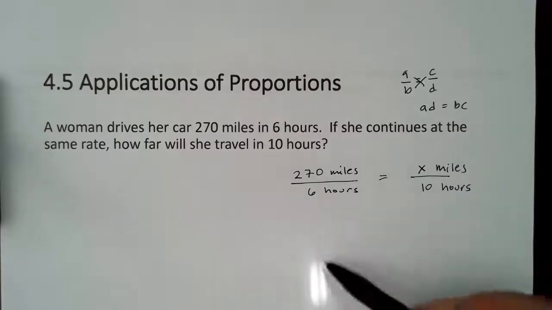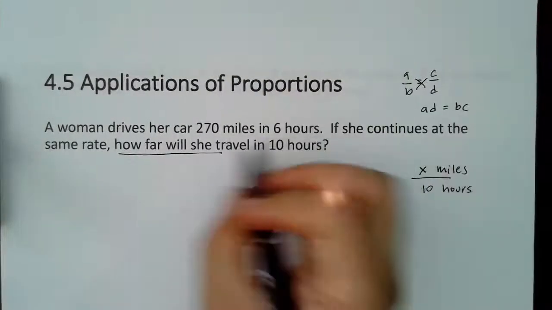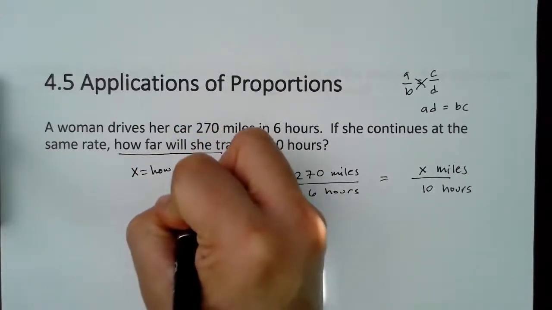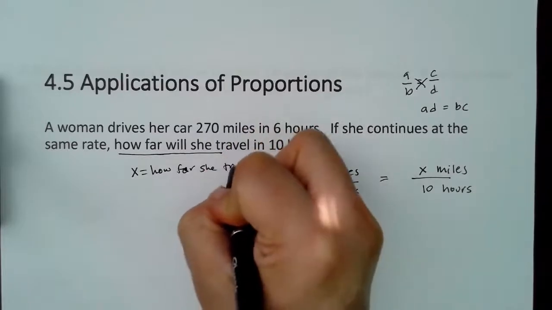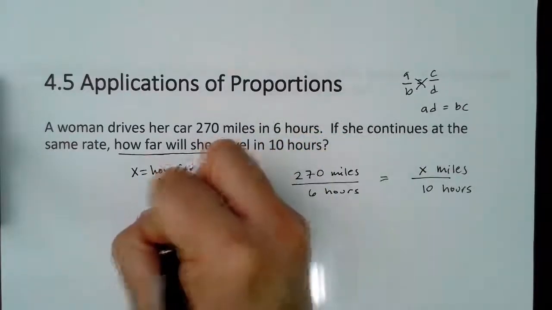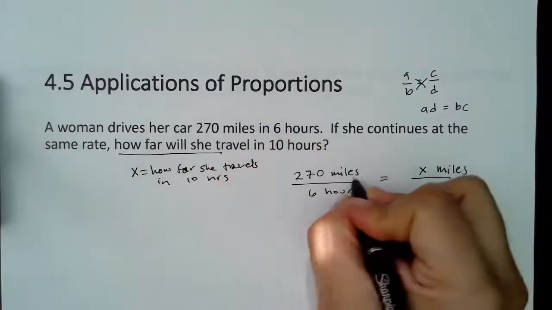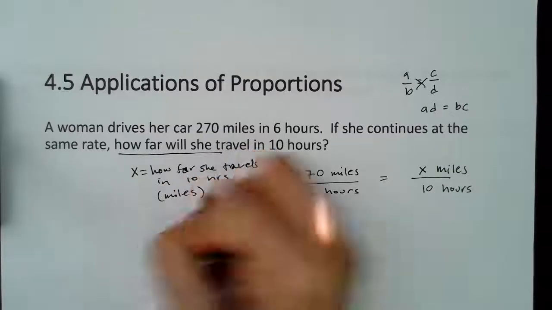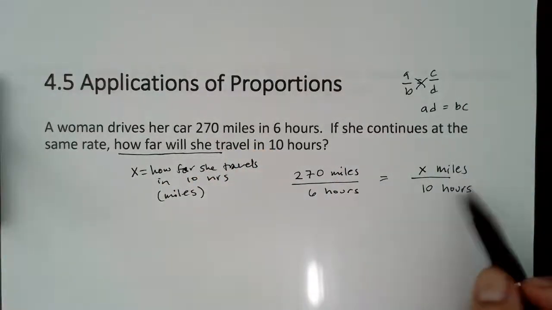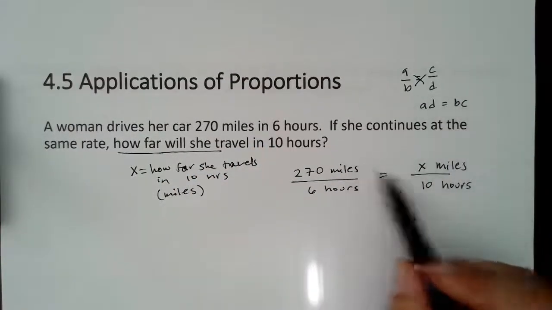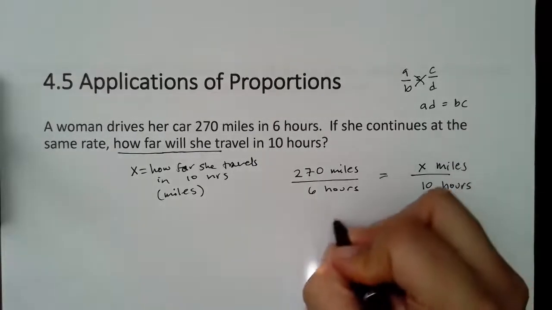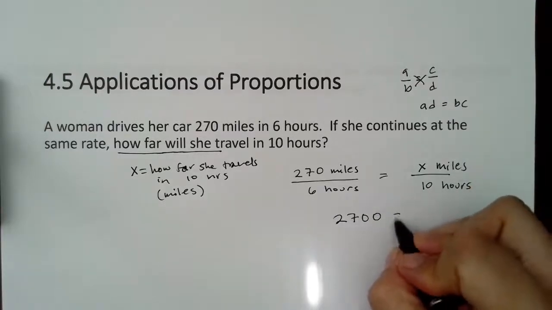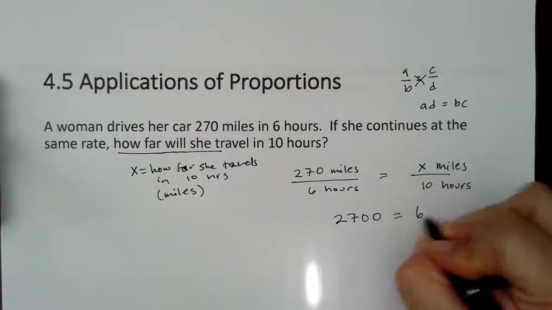Whatever the question asks for, x represents how far she travels in 10 hours. And the unit for x will be miles. So then we just basically use means extremes. We cross multiply. So 270 times 10. We don't need to continue with the units right now. So this is going to be 6x.